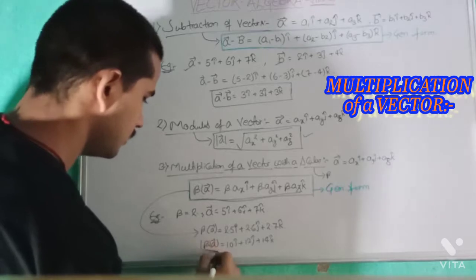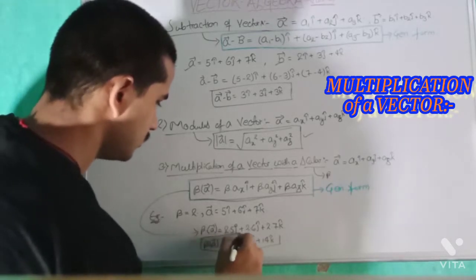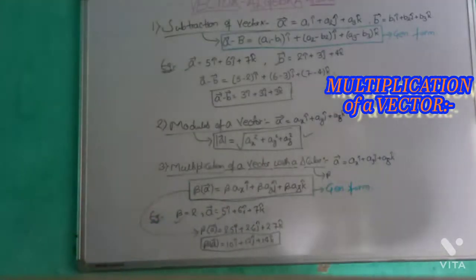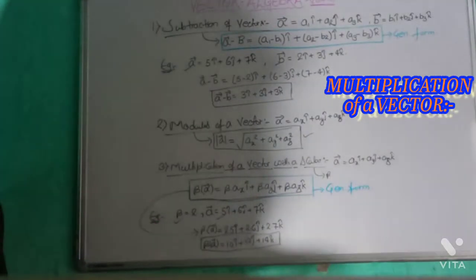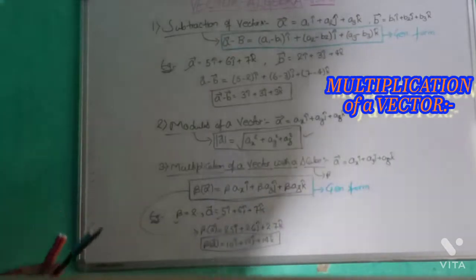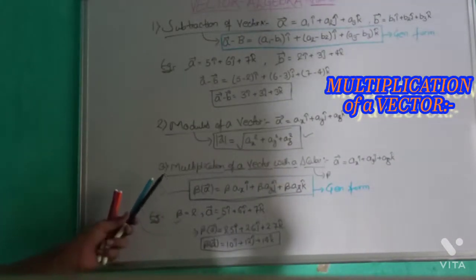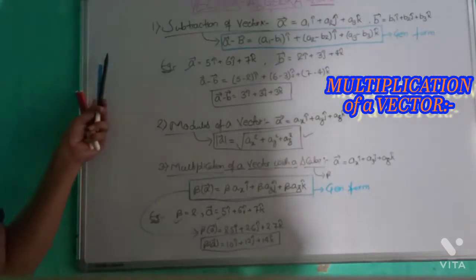This is going to be the product of this vector and the scalar. I have tried to do it in as lucid a manner as I could, so I hope that it gives you a knowledge of these three things.